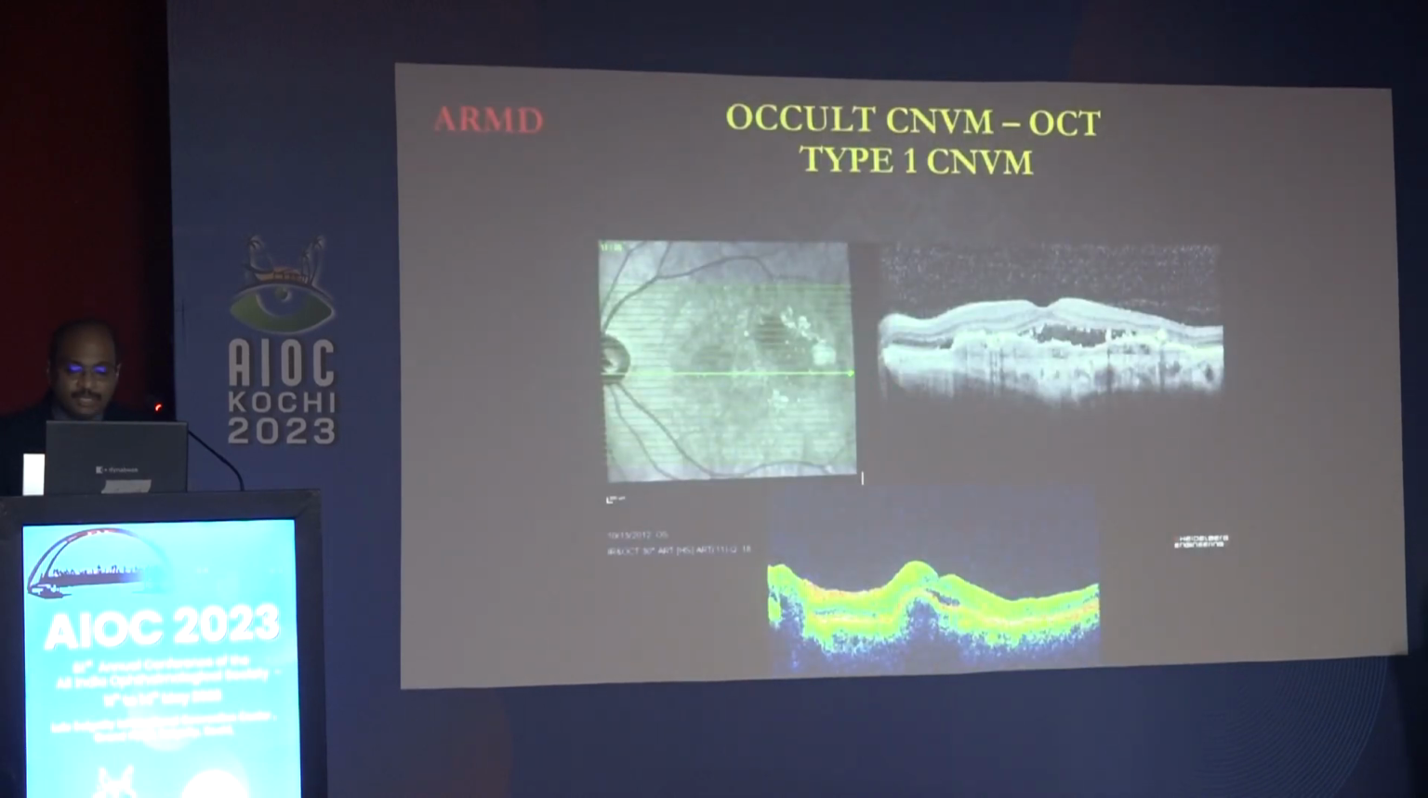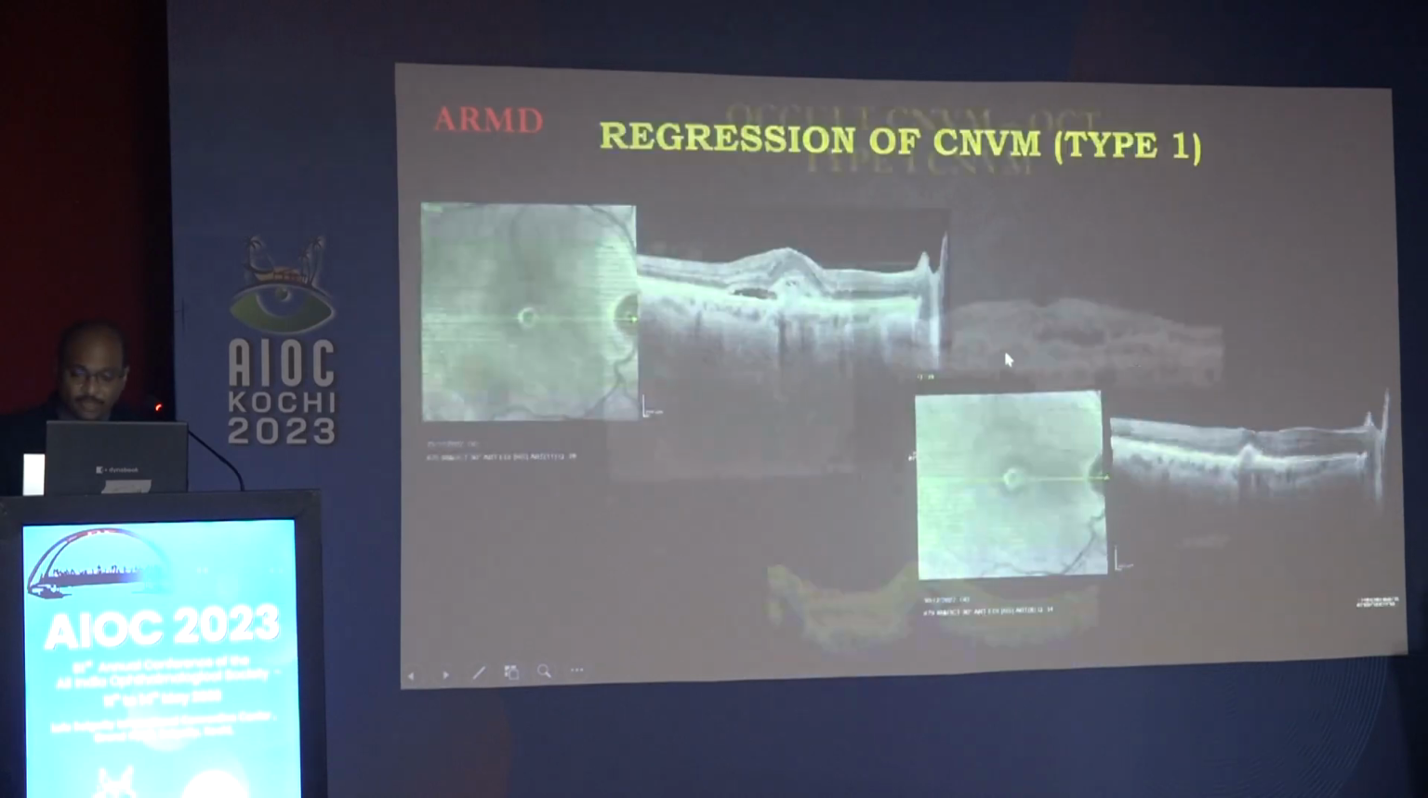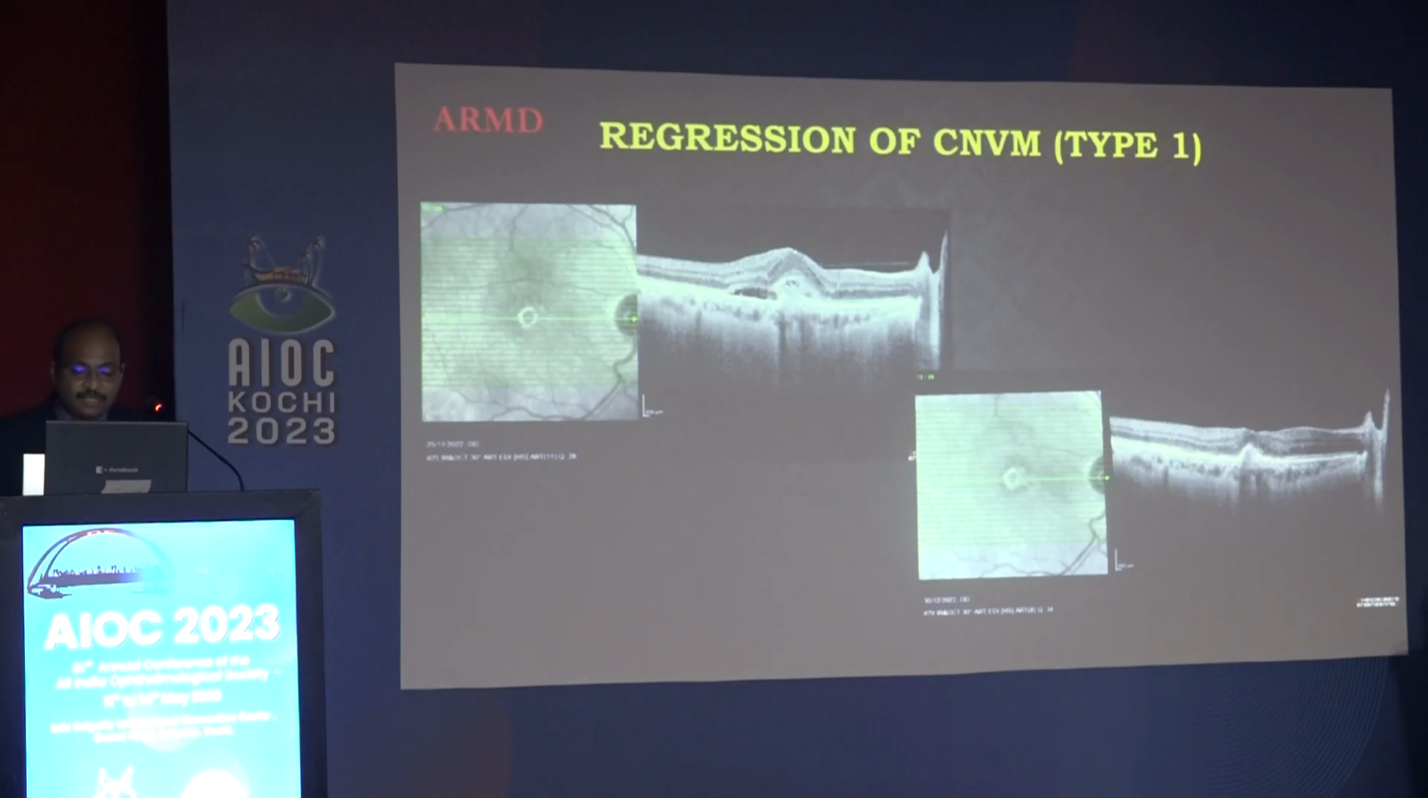So coming to AMD, this is an occult CNVM. I think Rajendran and Uni before have described OCTA and FFA features of these. So with the type 1 CNVM, you have the RPE elevated. As you can see here, the RPE is elevated, there's subretinal fluid here, and there's neovascular material under the RPE. And this is an example of a regression. So when anti-VEGF is given, this neovascular tissue just regresses, and you see that bump out there.